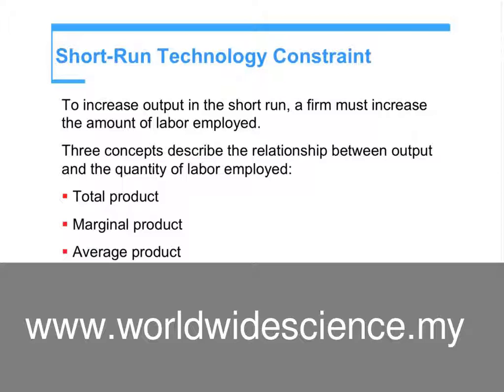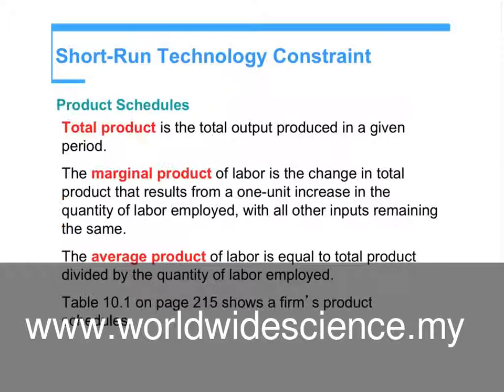Total product is the total output produced in a given period of time. So the total amount of product is the total output that we can produce in a certain amount of time. The marginal product, though, is the change in total product that results from a one unit increase in the quantity of labor employed, with all other inputs remaining the same.